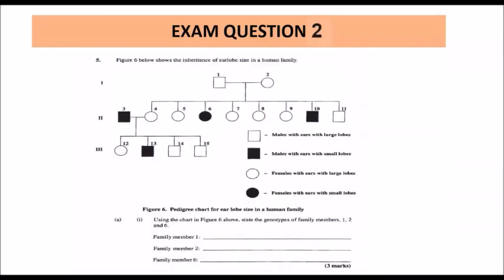Alright, let's look at another exam question, question 2. So it says figure 6 shows the inheritance of earlobe size in a human family. So using the chart in figure 6 above, state the genotypes of family members 1, 2, and 6. So I'd also like you to work this out and comment your answers below.